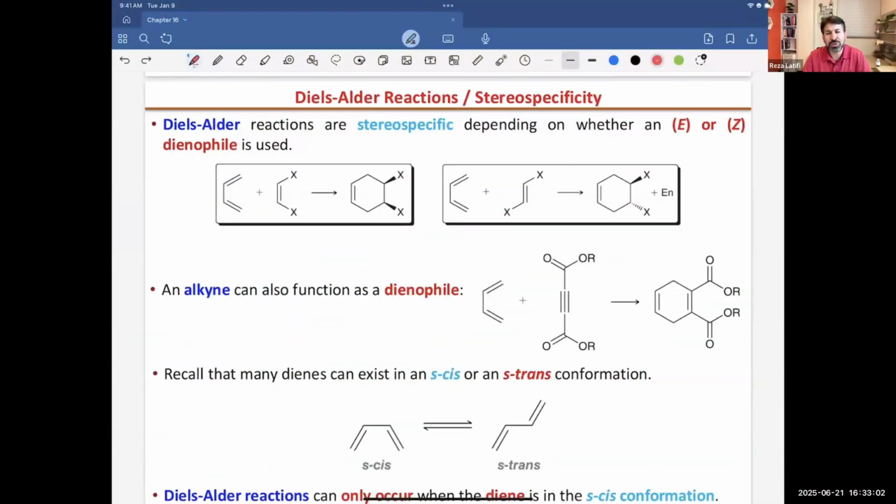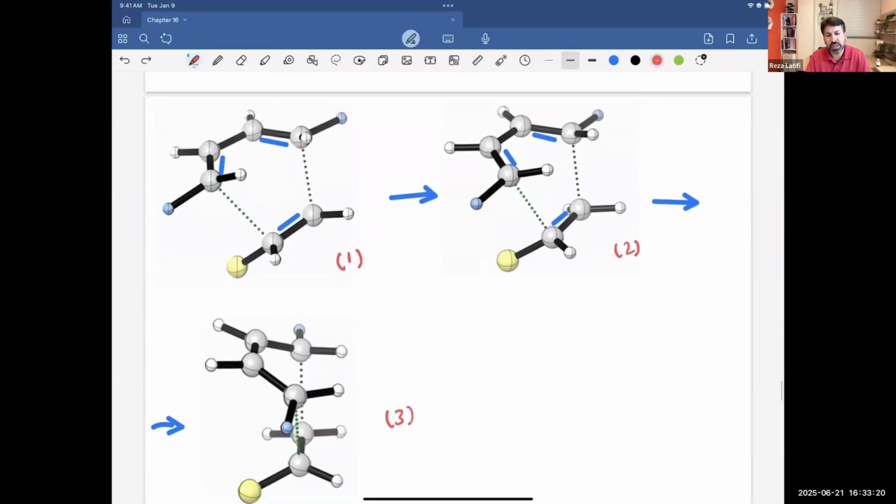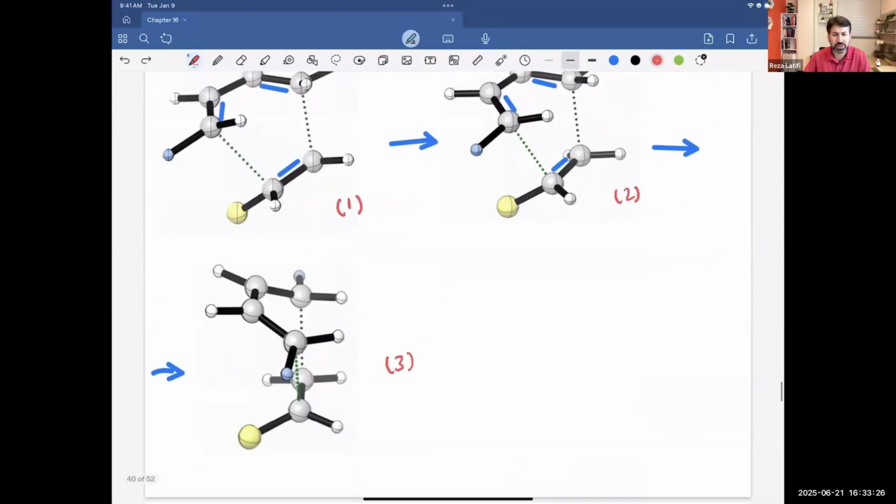Hello and welcome back to another lecture from organic chemistry. We're talking about these other reactions. We said that they do have a stereospecificity, and also in order to run the reaction, we need to have an electron withdrawing group on a dienophile, and the diene must be in S-cis configuration. Okay, we practiced those.